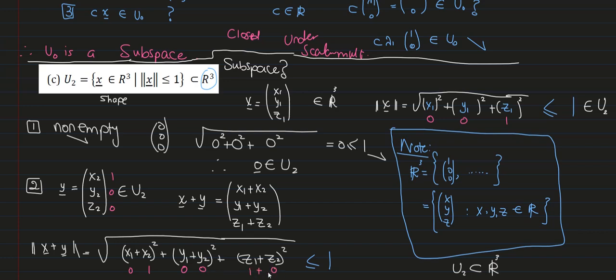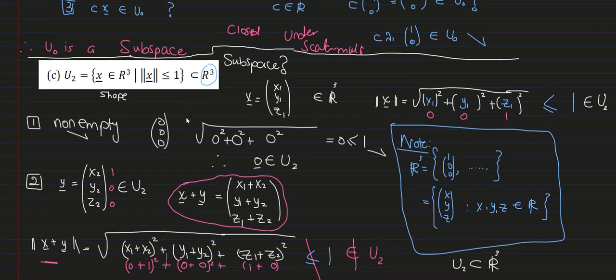Now adding these two elements and taking the square, you will get what? Yes, without continuing, we know that it's the square root of 2. Therefore, it's not less than or equal to 1. Therefore, it does not belong to the set U2. So the sum of the two elements that belonged to U2 doesn't belong to U2, because the condition is not satisfied.